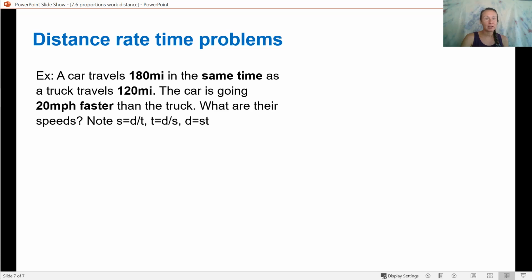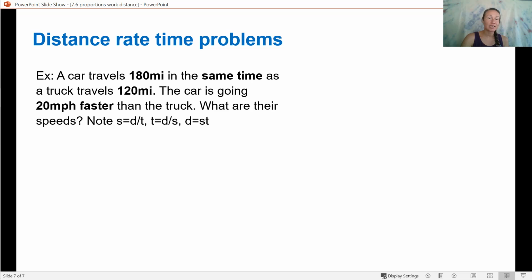In our example here, a car is going to travel 180 miles in the same amount of time that a truck travels 120 miles. Okay. Then they tell us that the car is going 20 miles per hour faster than the truck. And the question asks, what are the speeds of the car and the speeds of the truck?